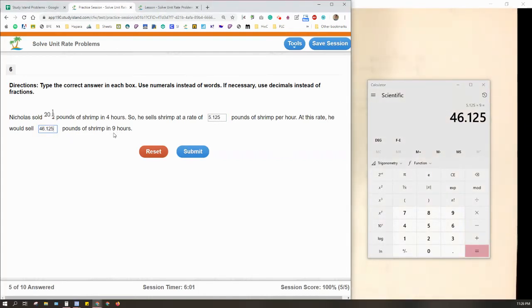46.125. And by the way, 0.125 is equal to 1/8. If you did 1 divided by 8, you get 0.125. That is a very common decimal and a very common fraction conversion. That might be something you want to commit to memory. 0.125 and 1/8 are the same number.